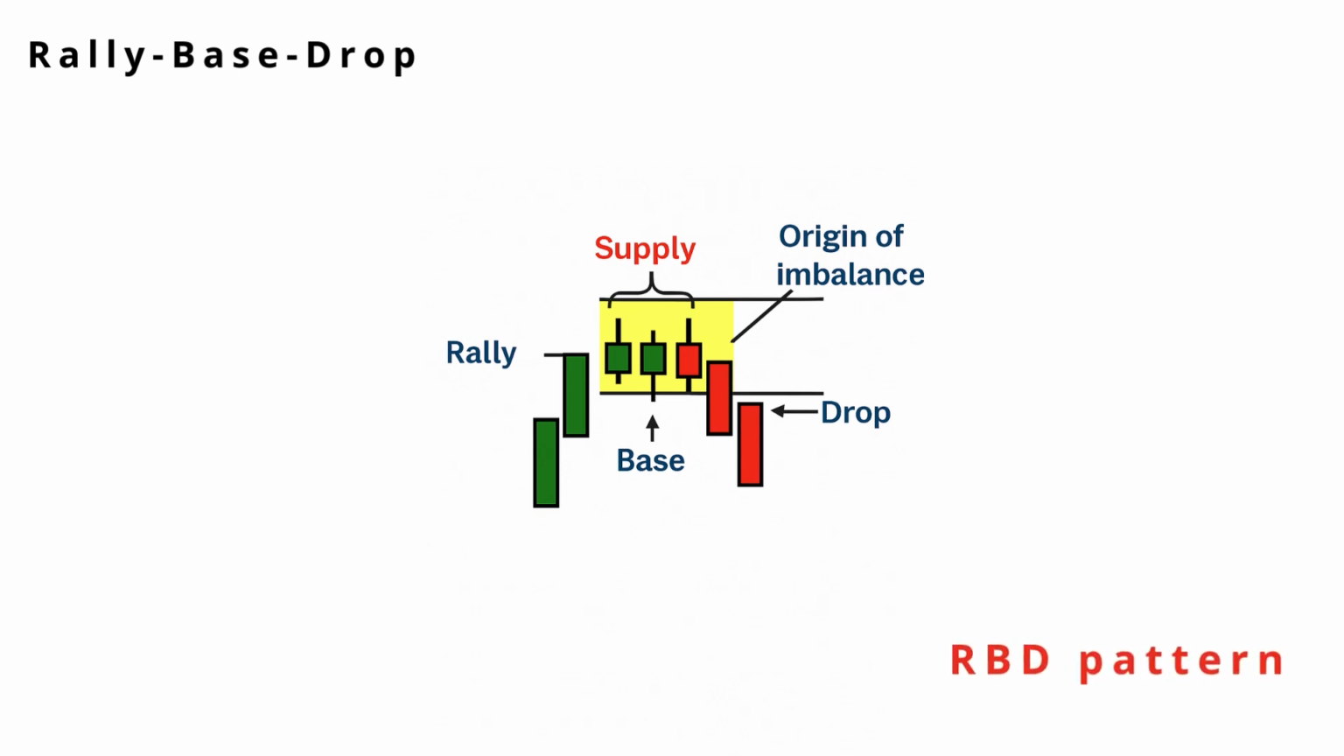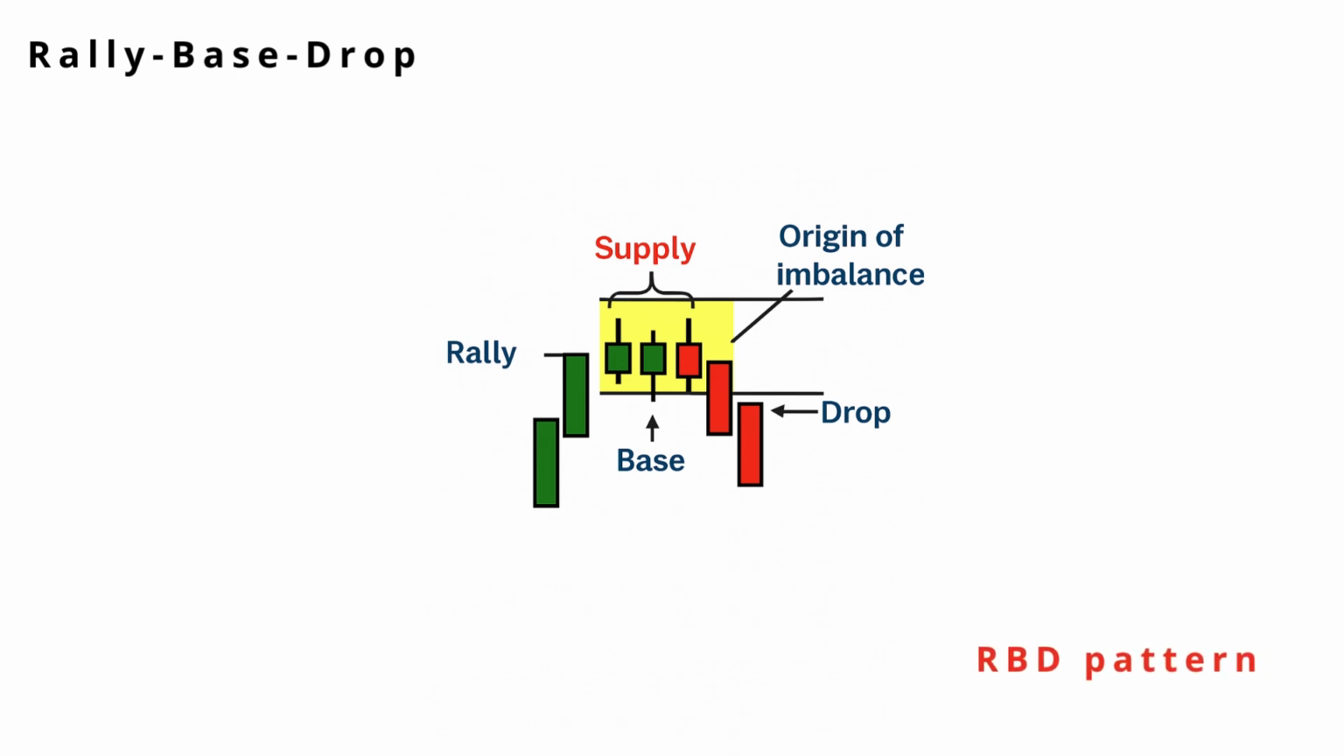Rally, the price is initially moving upwards strongly, indicating buying pressure. Base. After the rally, the price consolidates in a tight range. This is where buying pressure wanes, and sellers start to introduce supply. This base forms a critical supply zone, an area where significant selling interest emerged.